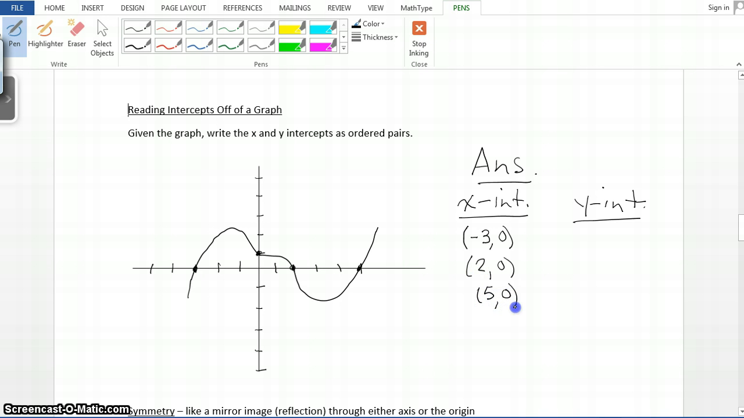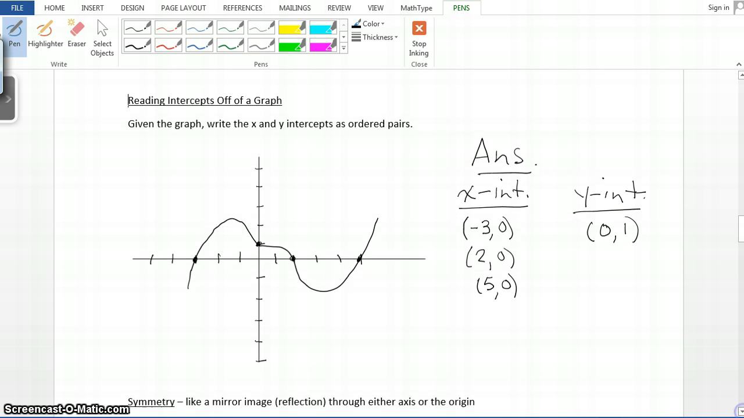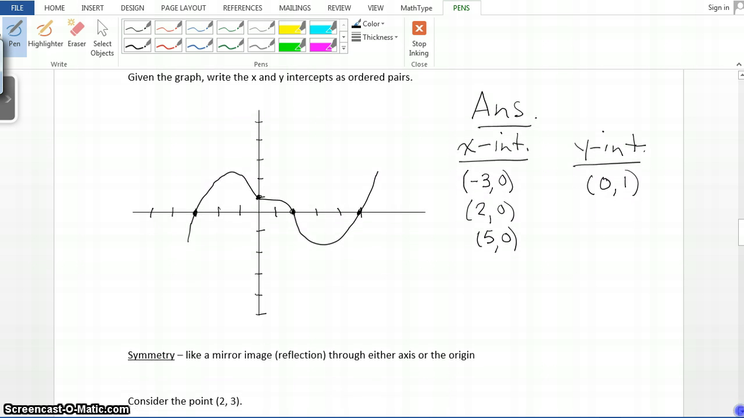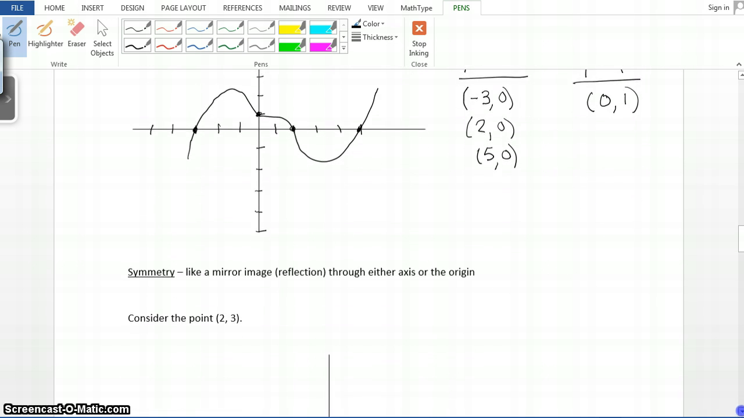For your x-intercepts, you have to write them as ordered pairs. So pick those x's off properly, then your y's are equal to 0. Alright, for the y-intercept, there's only 1, and that's up at 1. So your y-intercept, x is 0. You don't go left or right, but you go straight up 1. Y is 1. Alright, that's not too bad. Remember, how to write those as ordered pairs is pretty important.